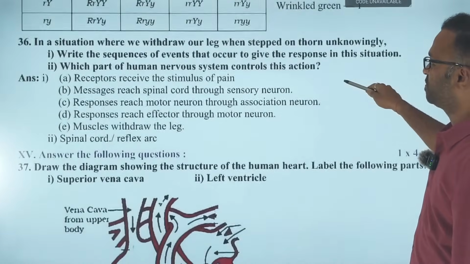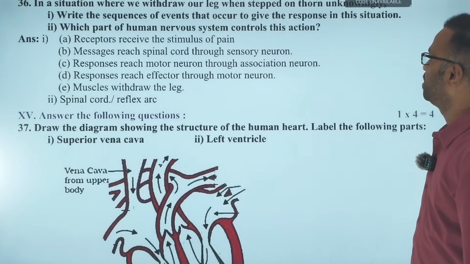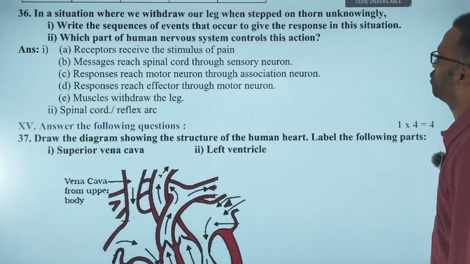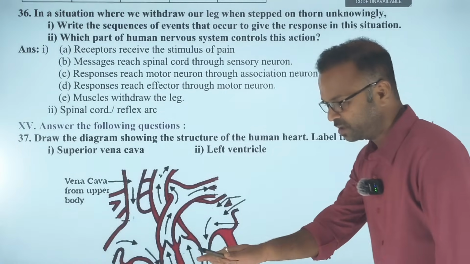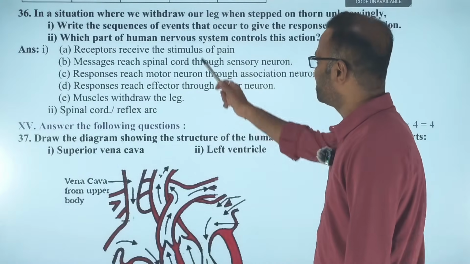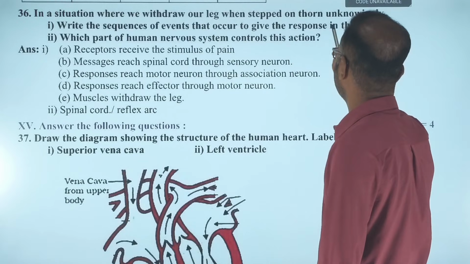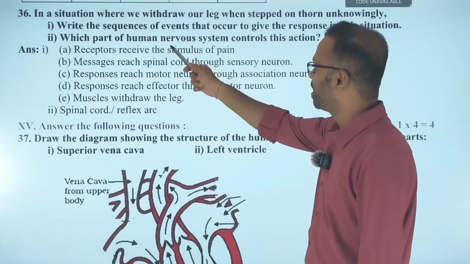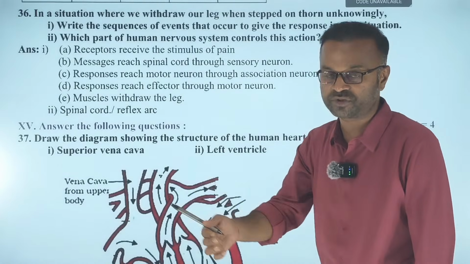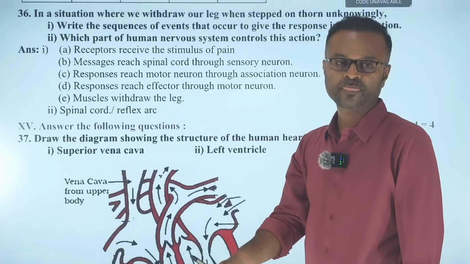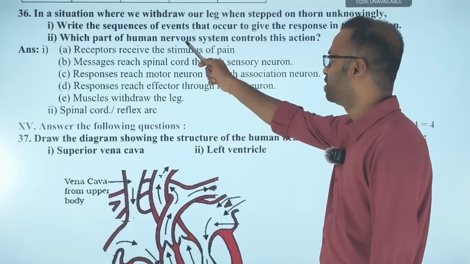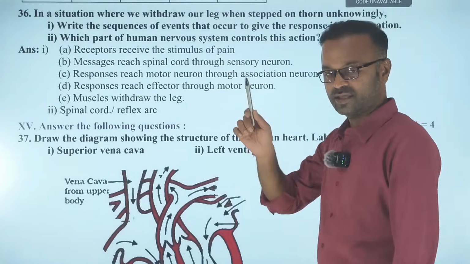So the 36th question, which is again 3 marks. What they are asking here: in a situation where we withdraw our leg when we step on a thorn unknowingly, write the sequence of the events that occur to give the response in this situation. Which part of the human nervous system controls this action? As it is an emergency situation, when you touch a hot object, when you put your foot on a thorn, when somebody pricks you, that time, the spinal cord. The part of the human nervous system that controls this action is the spinal cord.